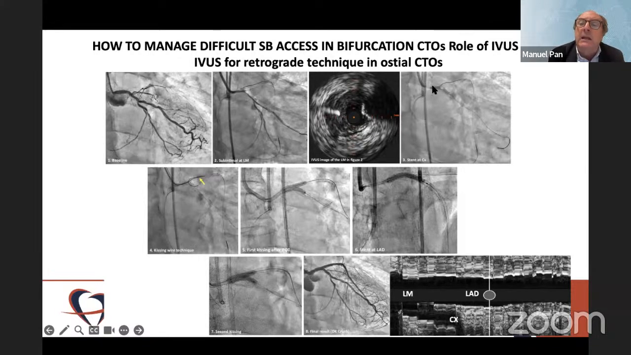We extended the stent in the left main to the circumflex and continued the recanalization of the LAD using the kissing wire technique. We obtained the true lumen, made a first kissing, implanted a second stent at the LAD in a culotte technique, a second kissing, and this excellent angiographic and IVUS result.